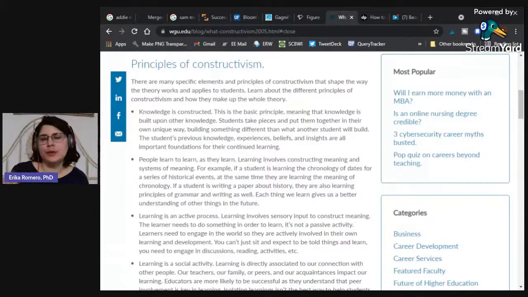But in this case, this one's more popular, constructivism, because, and I like this article a lot because it really has bullet points, okay? So what is this about? Well, knowledge is constructed, right? People learn to learn as they learn, okay?